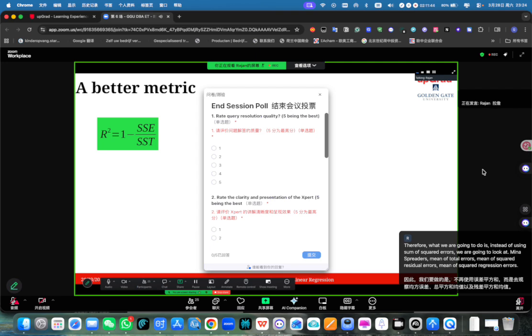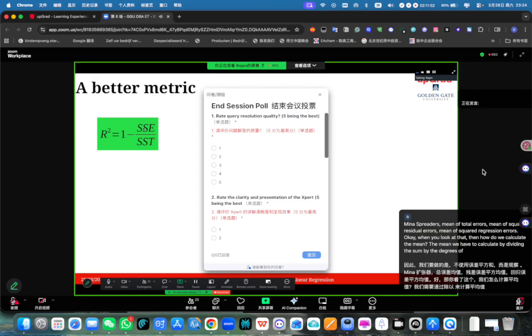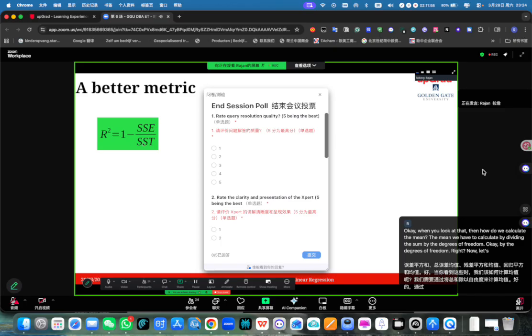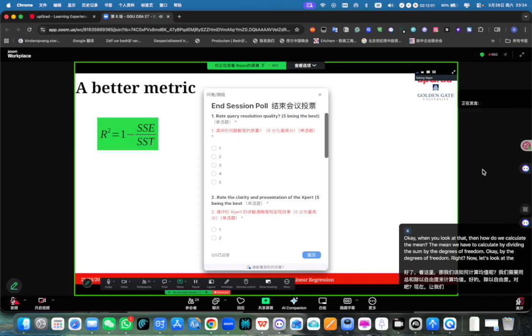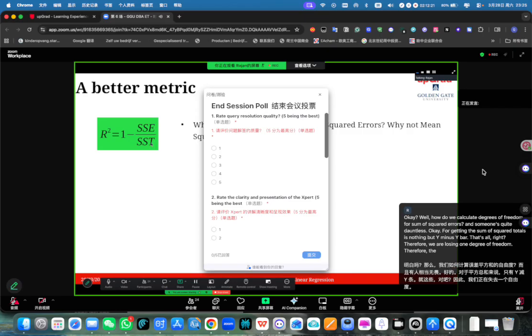When we look at that, how do we calculate the mean? We have to calculate the mean by dividing the sum by the degrees of freedom. Now let's look at the sum of squared totals. How do we calculate degrees of freedom for sum of squared errors and sum of squared totals? For the sum of squared totals, it is nothing but y minus y bar. Therefore, we are losing 1 degree of freedom, so the degrees of freedom for sum of squared totals will be number of data points minus 1.